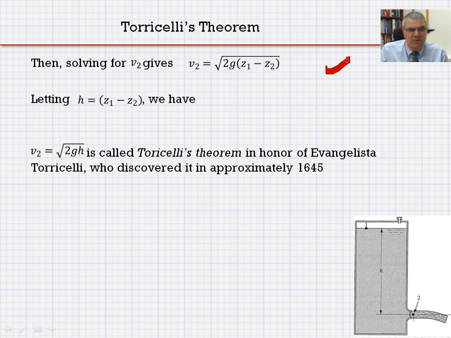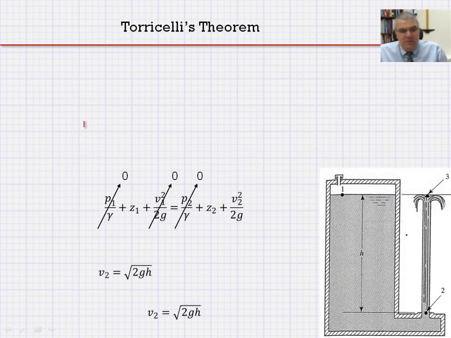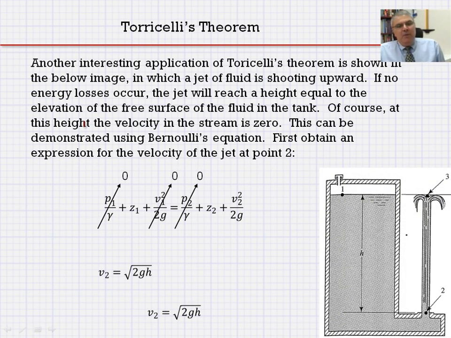Let's see what we can do with the terms under the radical here, and that is z sub 1 minus z sub 2. We already made the assumptions. That would be an h. So v sub 2 would be square root of 2gh. And that is called Torricelli's theorem in honor of Mr. Torricelli. He discovered this, observed this back in 1645. I would challenge anybody that was born in 1645 and listening to these lectures, right?